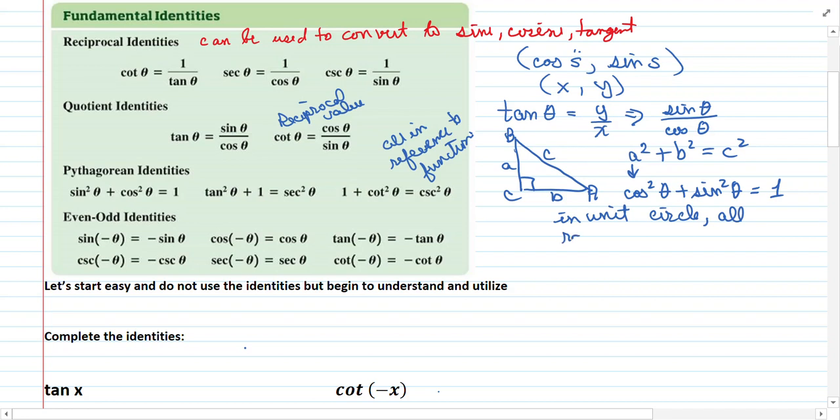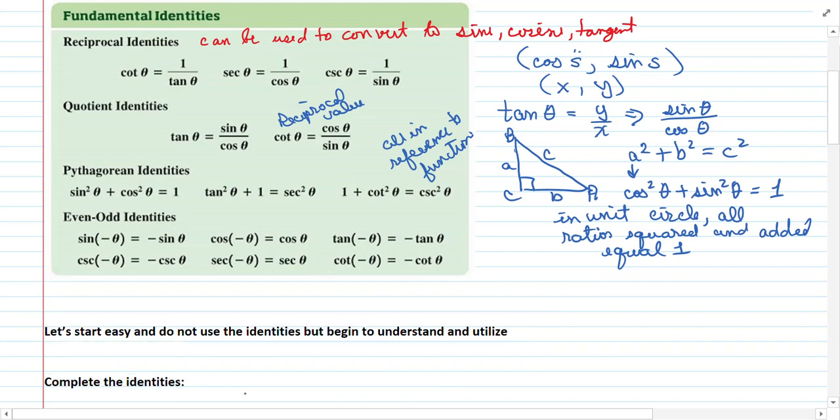all ratios squared and added equal 1. All right, so that is very, very important. So let's look at how they got the other two.